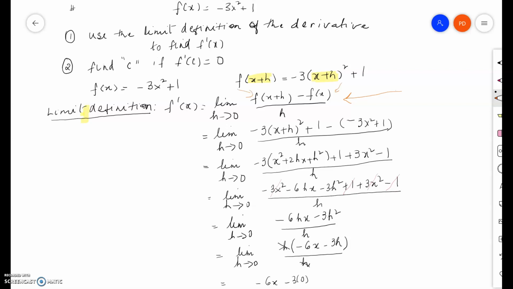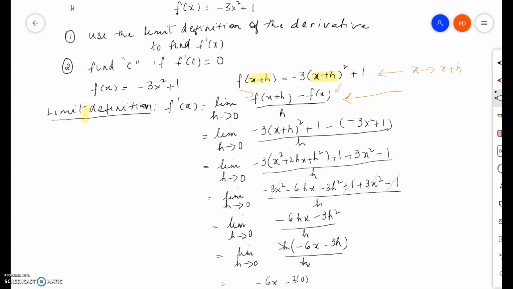So let's first see what f of x plus h is. f of x plus h is basically taking f of x and replacing x by x plus h. That's all we've done here. Wherever you see an x, just replace it with x plus h. So we have x squared, so that becomes x plus h the whole squared, plus 1.